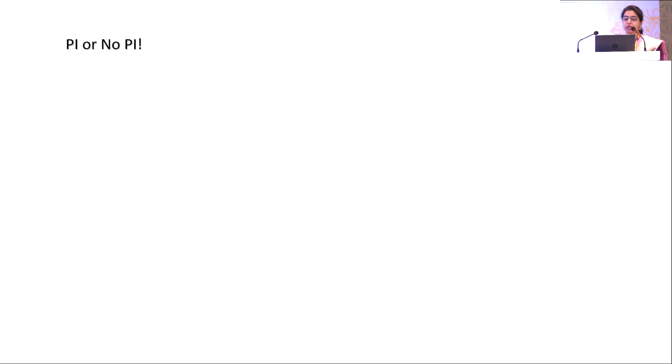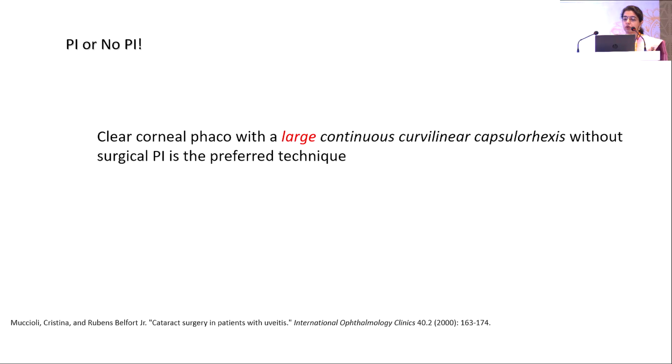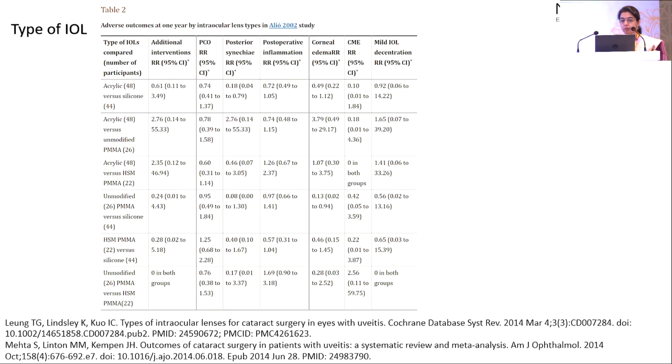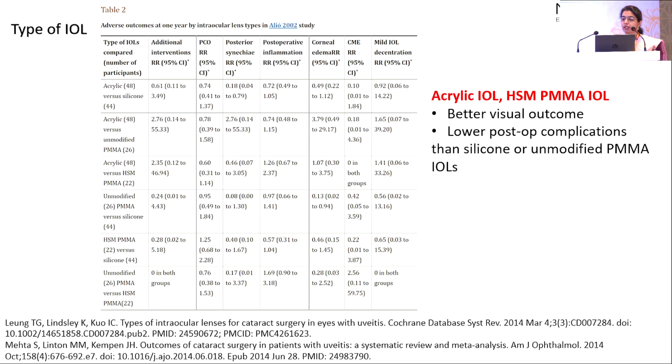One question that is often asked is PI or no PI. Clear corneal phaco with large capsulorhexis without surgical PI is the preferred technique. But in pediatric uveitic cases, PI helps because these children have a tendency to develop glaucoma later in life. Acrylic IOL or heparin surface modified PMMA IOL are preferred.